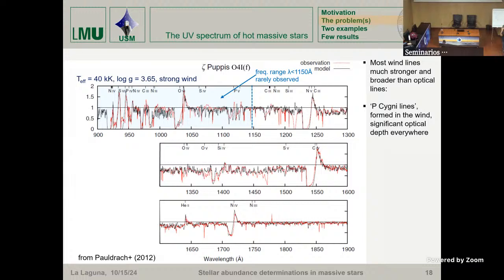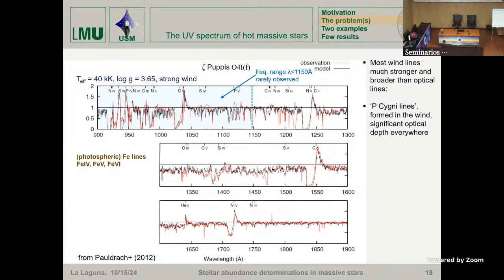Good. And when we look at these spectra, they look a bit different from the optical ones. Namely, we have these broad lines here, which are called P Cygni lines, and these lines are formed in the wind, because also in the wind, at least for the ground state transitions, these are resonance lines, so ground state transitions, the optical depth remains large until the end of the wind, so to say. So let's look at what we have here.